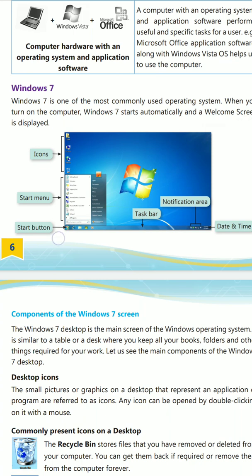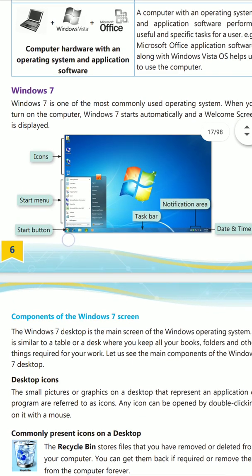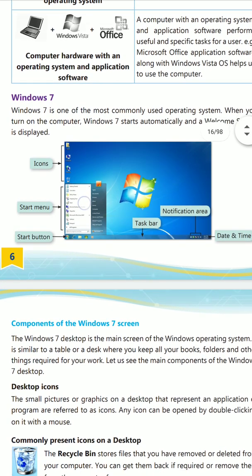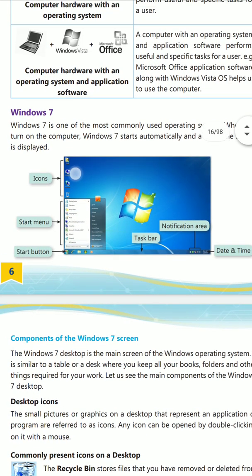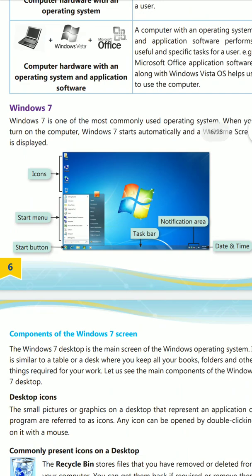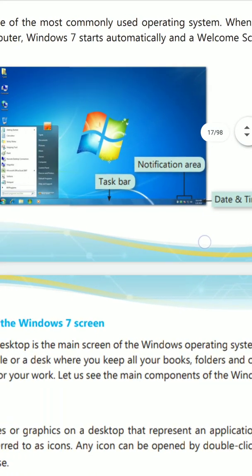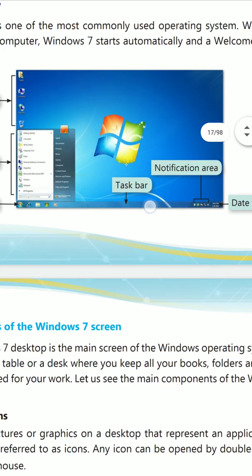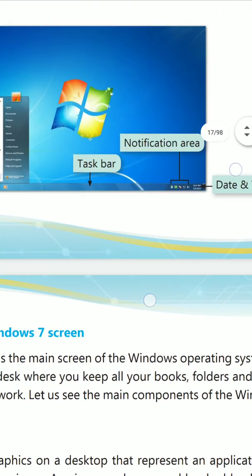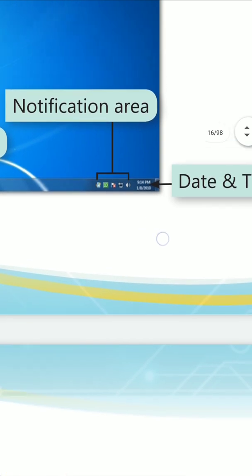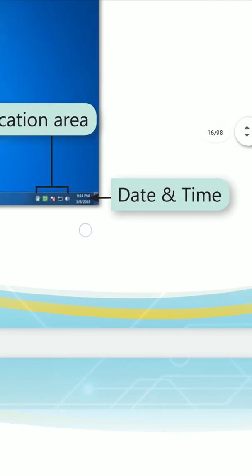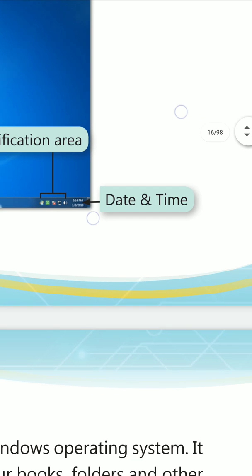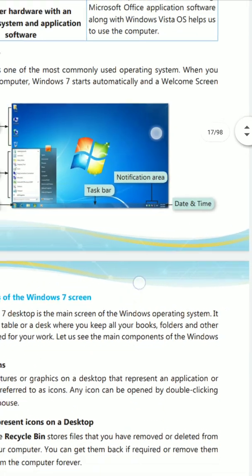At the start here, you can see the start button, next the start menu. This is called the start menu, and the small boxes present on the screen are called icons. The horizontal bar at the bottom of the screen is called the taskbar. The notification area has small application icons which notify you of different types of messages. And date and time shows your current date and time on your PC.